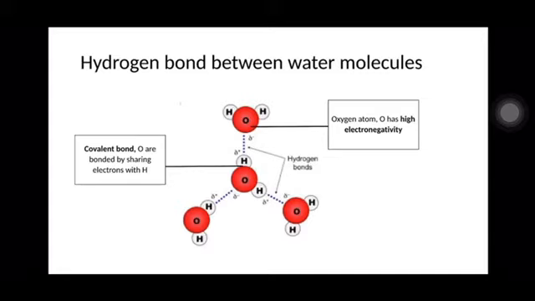But in the molecule itself, oxygen and hydrogen share electrons. Okay, you have learned this, sharing electrons. Hydrogen and oxygen share electrons. This is covalent bond. You must be able to differentiate. But between those molecules, between one water molecule and another water molecule, there are hydrogen bonds occurring between oxygen and hydrogen atoms.